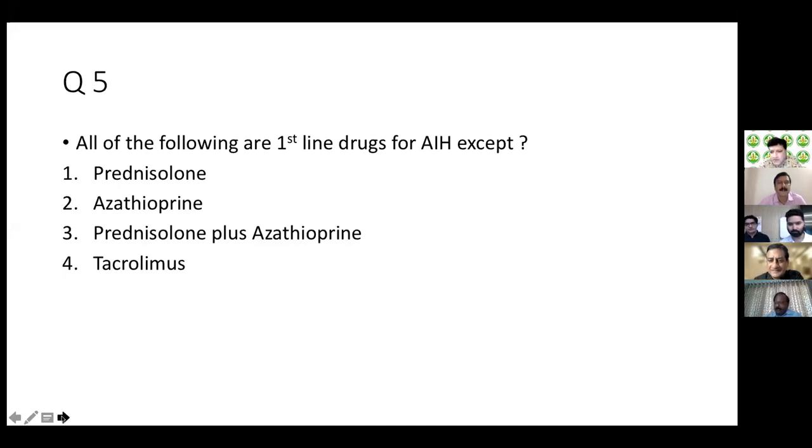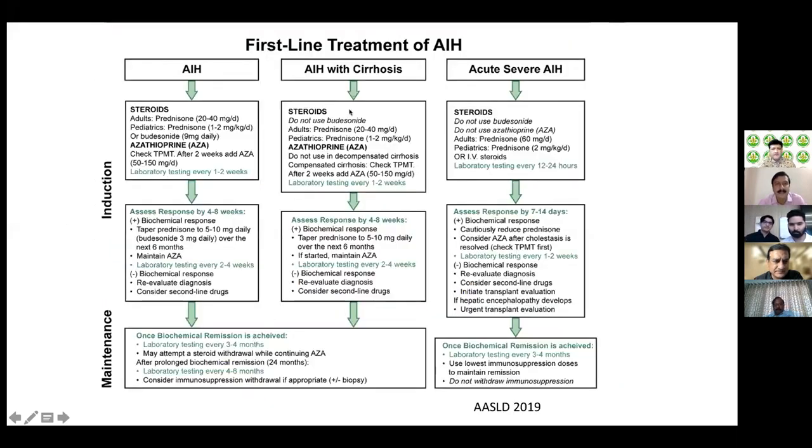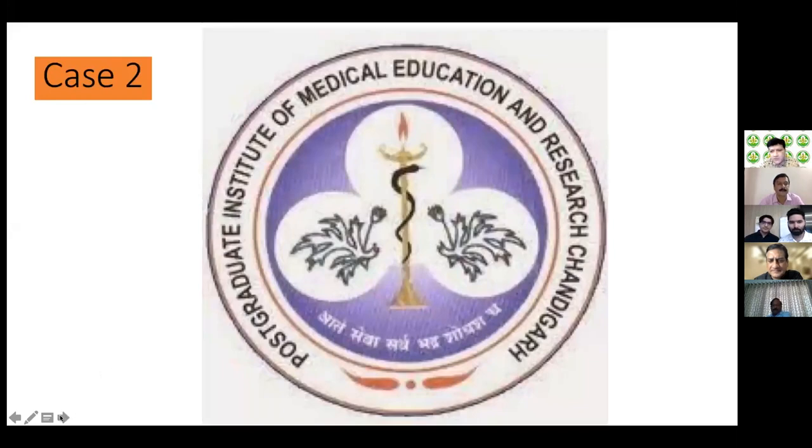Dr. Sunil, do we have any poll here? No, sir. Just to show you these guidelines, AZA and prednisolone remain the standard of care. And in AASLD now, they have included budesonide as first-line therapy also. I'm not going into details of the treatment. Steroid, AZA, and budesonide are the treatment modalities which can be used. Right, so I think that was a question about budesonide. Okay, let's go on to the second case then.